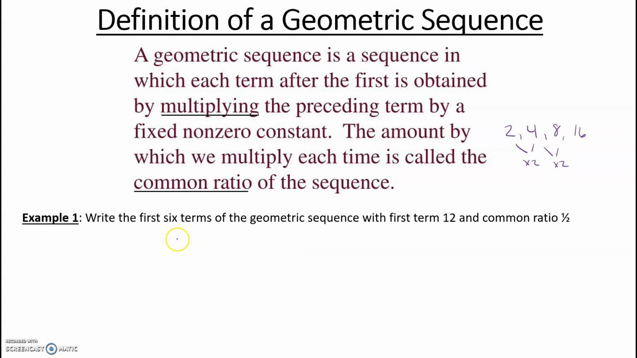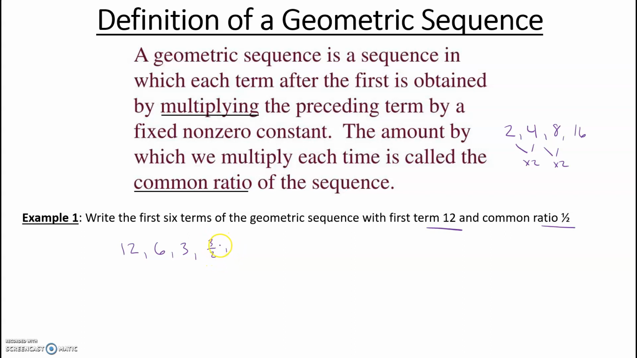So the first example says write the first 6 terms of the geometric sequence, with the first term being 12. So you know your first term is 12. And you know your common ratio is a half. So you're going to multiply by a half. So half of 12 is 6. Half of 6 is 3. Half of 3 is 3 over 2, or 1.5. But I don't want to get into decimals. Let's just leave it as a fraction.